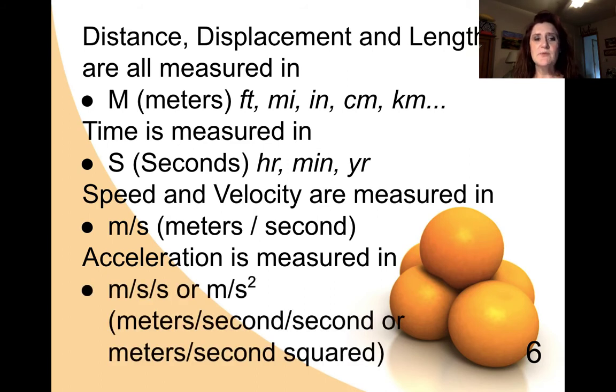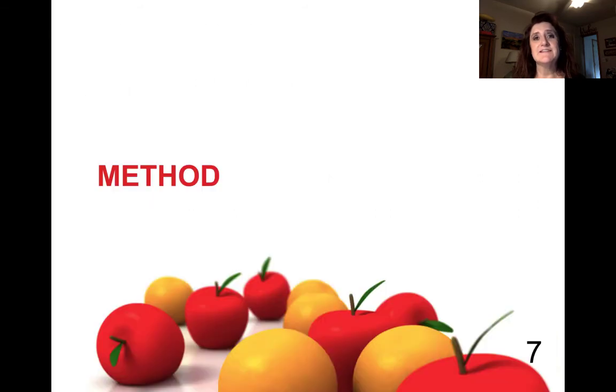Acceleration is generally in meters per second squared, but again remember that acceleration could be given to you as miles per hour per second. You just have to be able to match all of the units up. So you need to be able to convert using dimensional analysis.